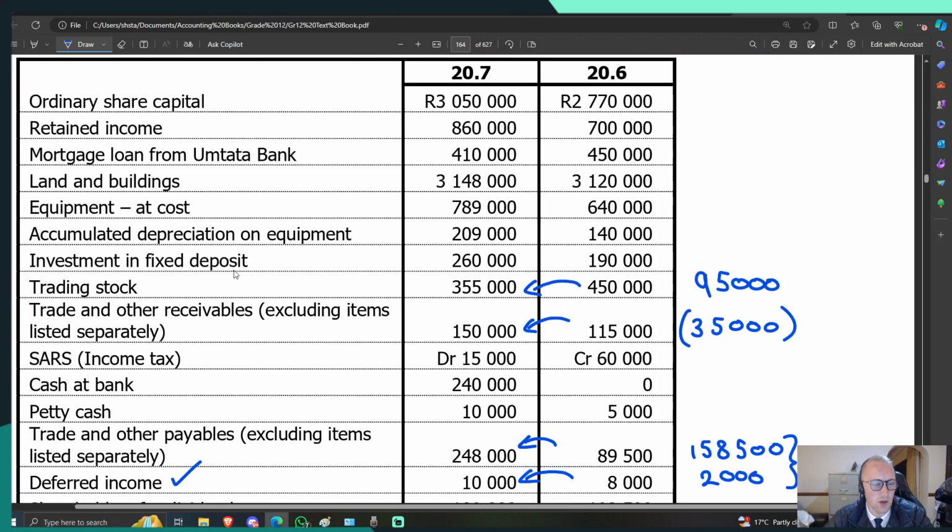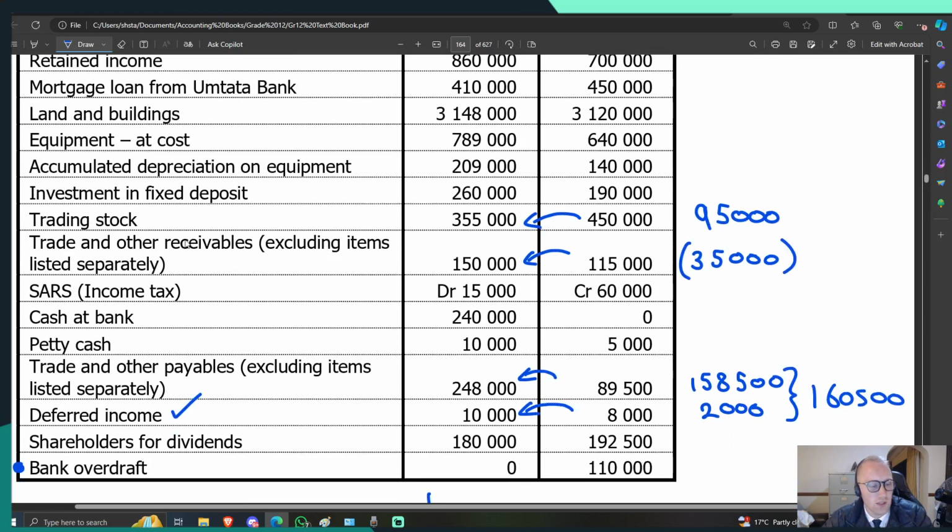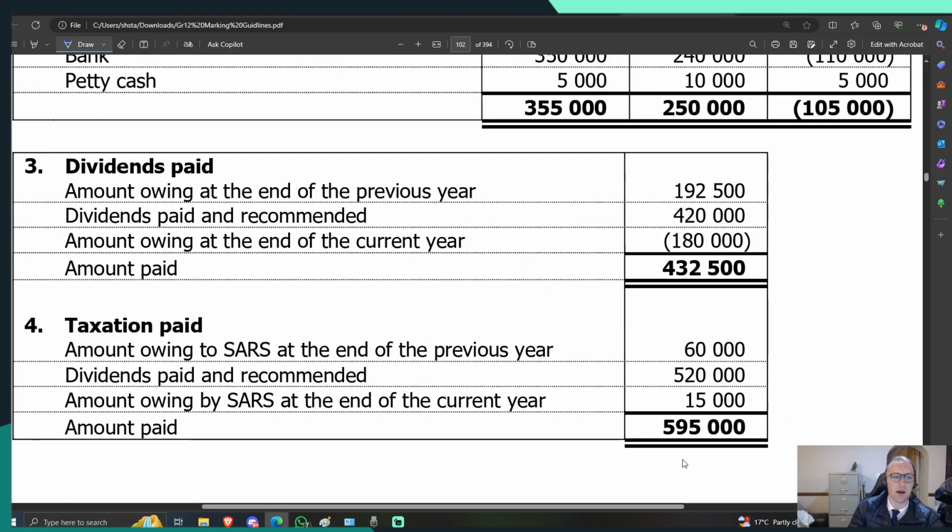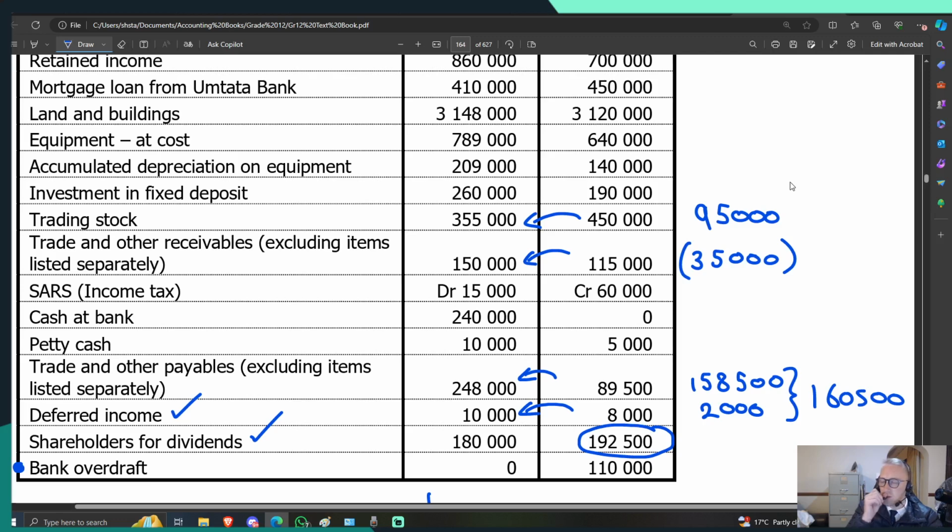The first thing we need to know is how much did we owe our shareholders from last year? For that, we must look at shareholders for dividends. Here is our shareholders for dividends. And what we owed them at the end of last year was 192,500. So we're going to start by saying amount owing at the end of previous year, 192,500.